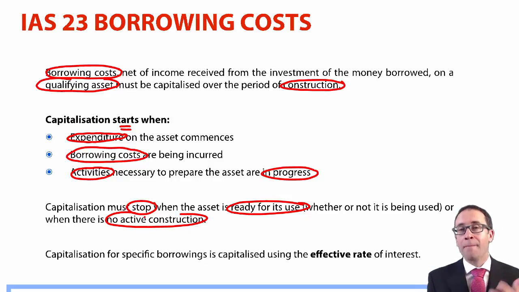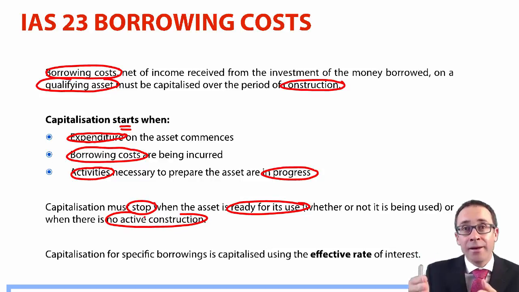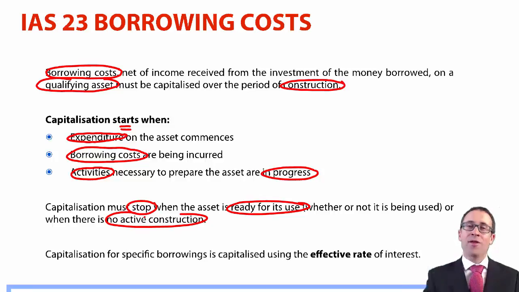Likewise, you can temporarily stop the capitalization of your borrowing costs if there's no active construction. So no active construction tends to take place when there is maybe some bad weather or a strike or industrial action. Okay, if there are no activities taking place to construct the asset, therefore we do not meet those three criteria, and therefore we must temporarily stop the capitalization. Okay, but then once all three criteria are met again, we can begin to capitalize once again.